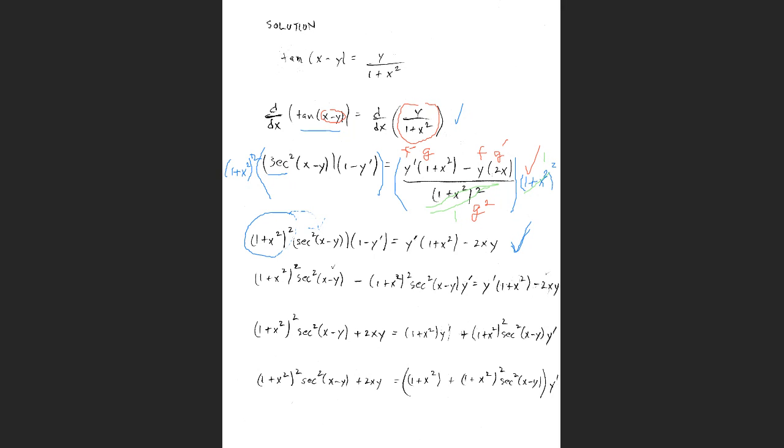I'm actually taking the quantity 1 plus x squared times secant squared of x minus y. Now I'm going to distribute that to the 1 and to the y prime. And that's how I get this expression on the left side here. So let's make sure we're good down to that step there.